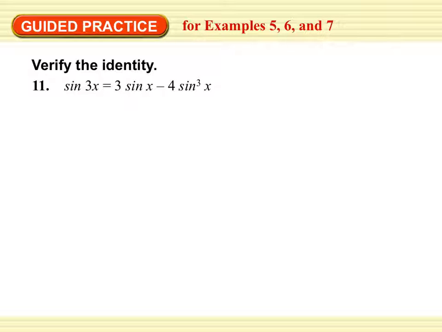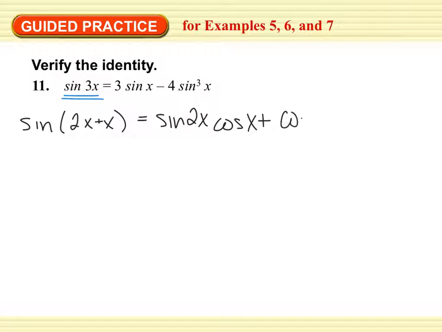All right, let's try a few extra practices. So here we have verifying the identity. I've got the left and the right side. This is going to work the same as the other example we did, where I'm going to change this into sine 2x plus x. I'm turning my book page back to 10.6, my sum formulas, where I've got sine A plus B equals sine A cosine B plus cosine A sine B. So I can mess with that.